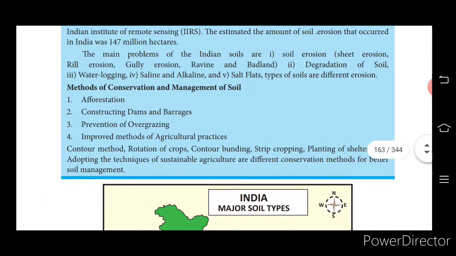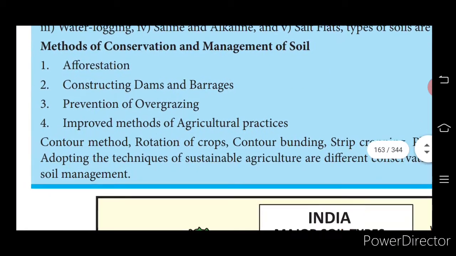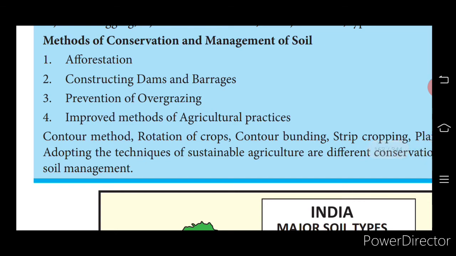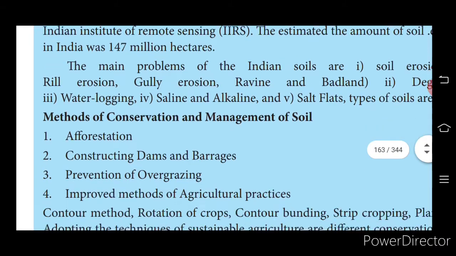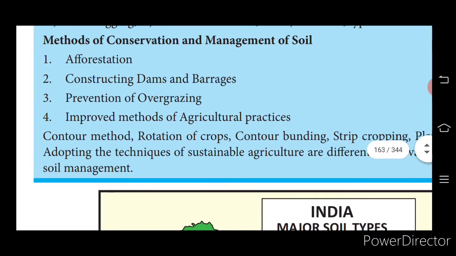Now coming to the methods of conservation and management of soil. Due to deforestation, soil degradation problems have been arising. So to stop that, methods of conservation and management of soil have been passed by the government.